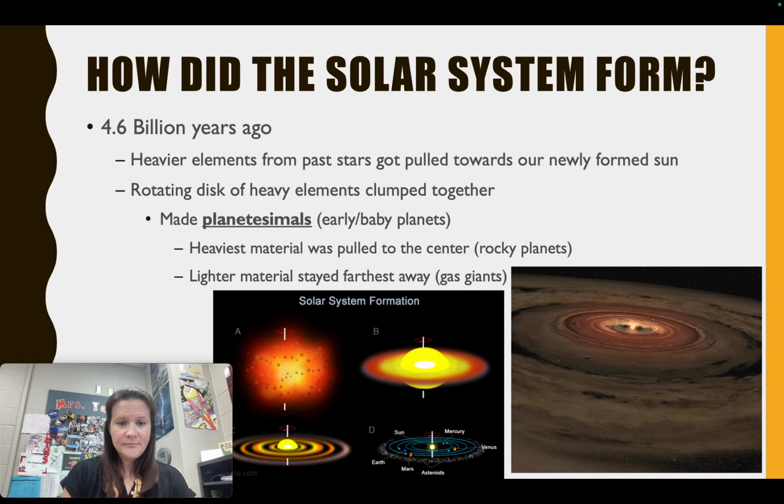So the heaviest material would get pulled to the center, because it's heavier, so it has more effect from the gravitational pull of the sun. So they all went toward that, and those would make rocky planets. Materials like nickel and aluminum and iron, those heavier things would go closer to the sun and would get made into those rocky planets that we exist on. And then the lighter material, the lighter gases, would stay farther away and clump together and form those gas giants.